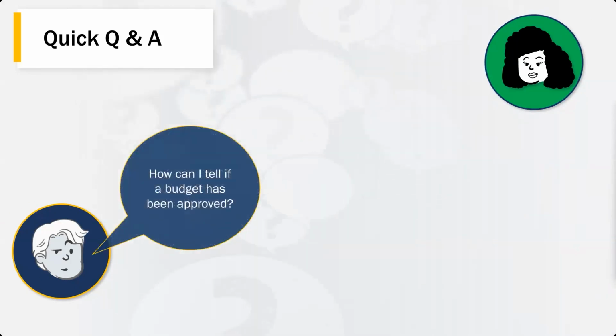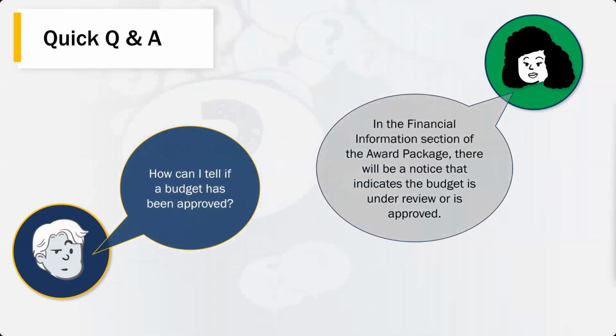Now, how can I tell if a budget has been approved? In the financial information section of the award package, there's going to be a notice that indicates that the budget is under review or if the budget review has been completed. If the budget review is completed, you'll see a summary of the budget categories and the budget details.